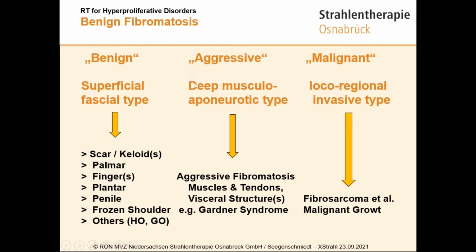The aggressive type, deep muscular aponeurotic type fibromatosis, is not dealt with in this symposium, but it should be known that it requires much higher doses and is close to a benign but still malignant condition due to growth and compression of vital structures.